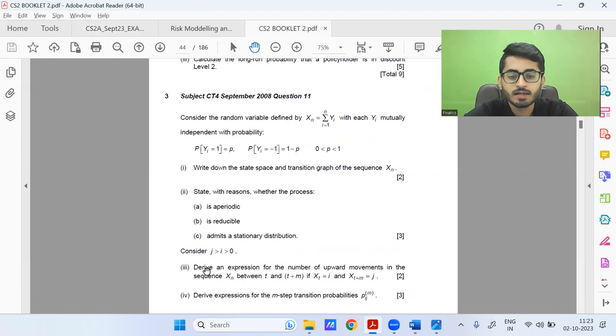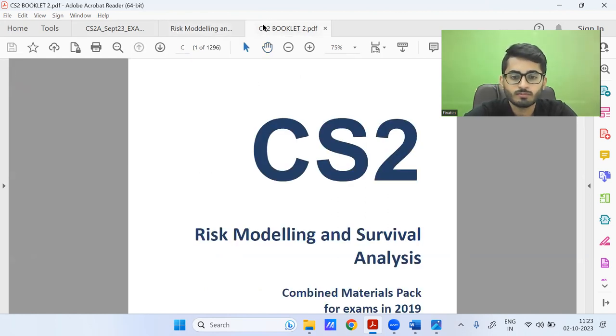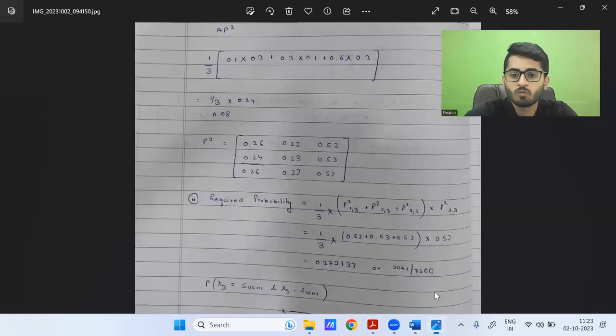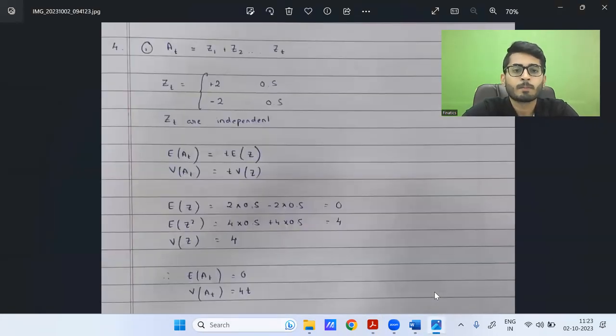And then we have been asked to derive an expression for the number of upward movements in the sequence. And part 4, derive expressions for the m-step probabilities, pij. This is something we explained, part 4, something which was there in the previous year. This is what you need to replicate. So let me take you through the brief solution which I had done for part one to begin with.